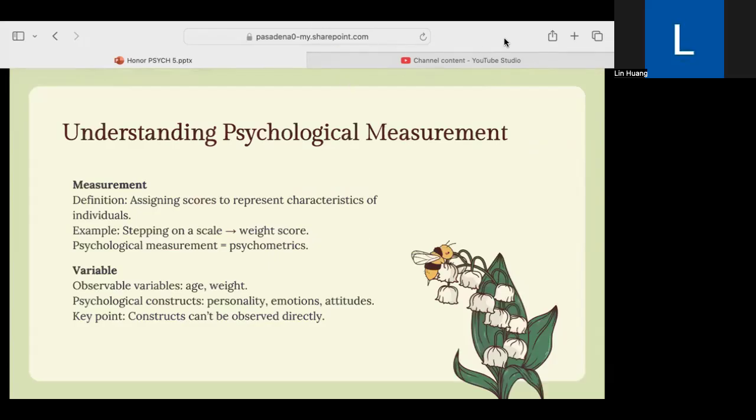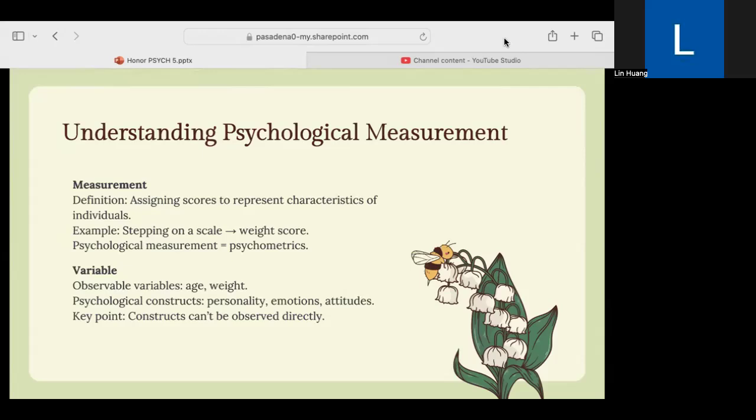And the first one, the definition in our textbook of measurement is assigning scores to represent characteristics of individuals. For example, when you step on a scale, you are going to measure your weight. And in psychology, the psychological measurement, we call it psychometrics.